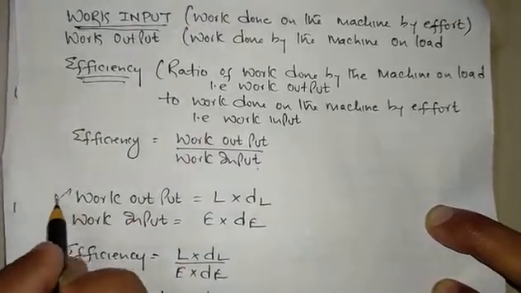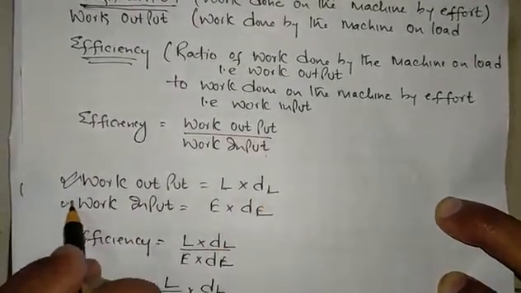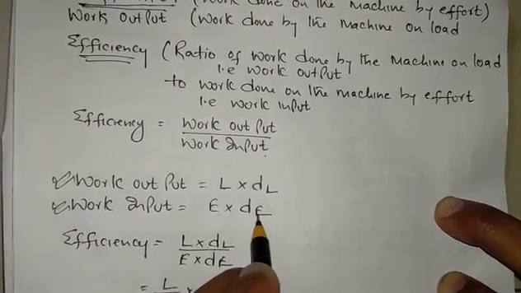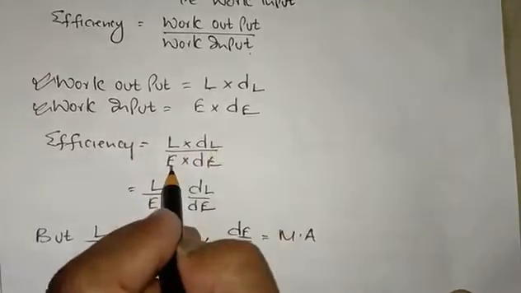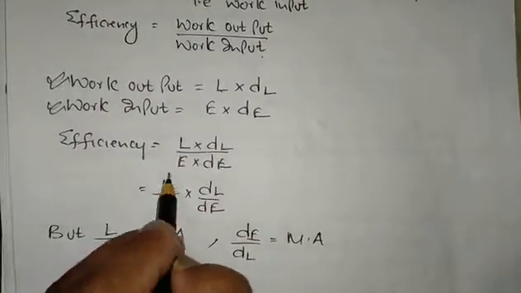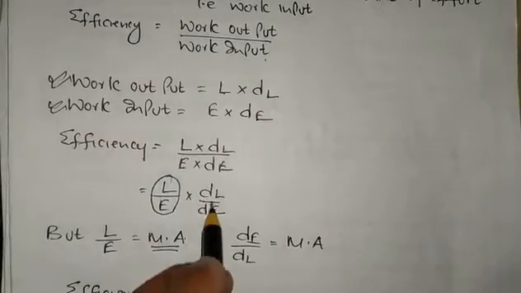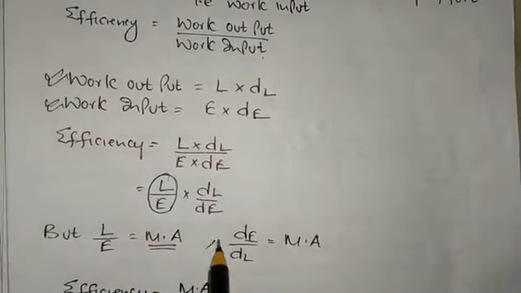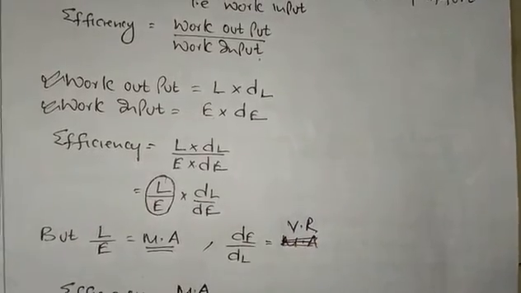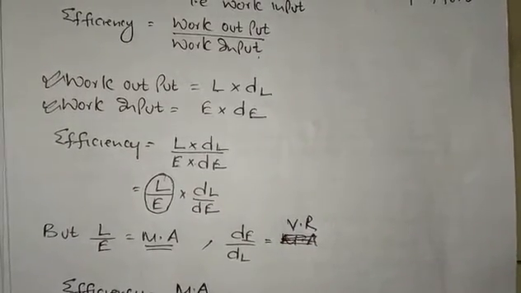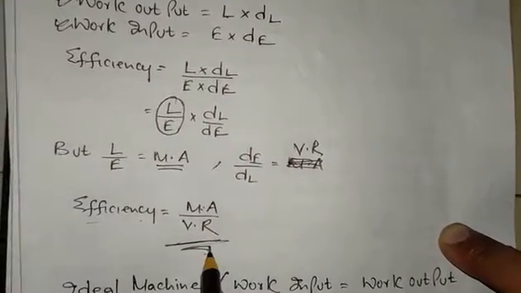What is work output? Load into the displacement of load. What is work input? Effort into the displacement of effort. The efficiency is L into dL by E into dE. What is L by E? That is mechanical advantage. What is dE by dL? That is velocity ratio. So over here we have efficiency is mechanical advantage by velocity ratio.